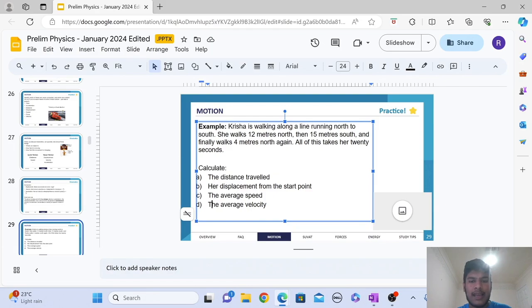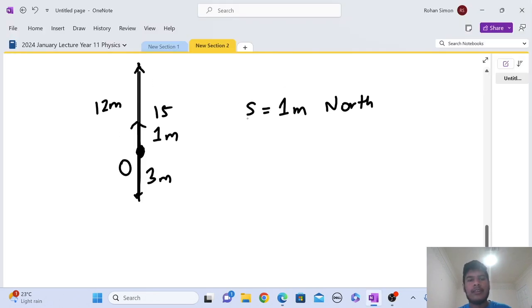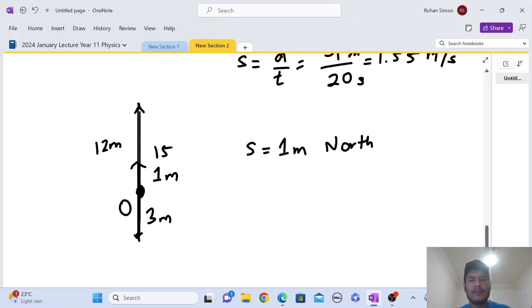Now, in the case of the average velocity, we want to use velocity as being the displacement, or maybe I would say difference in position, for example. The change in position, or difference in position, over difference in time. So the difference in position at the end of a walk or a journey is just 1 meter. She's only traveled 1 meter north.